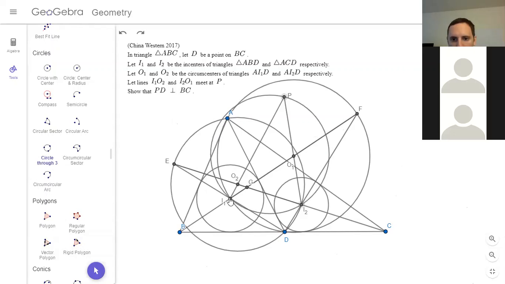PI1, I2. Or maybe P. This looks like it might be cyclic. No. But G is the incenter of ABC. That has to mean something.